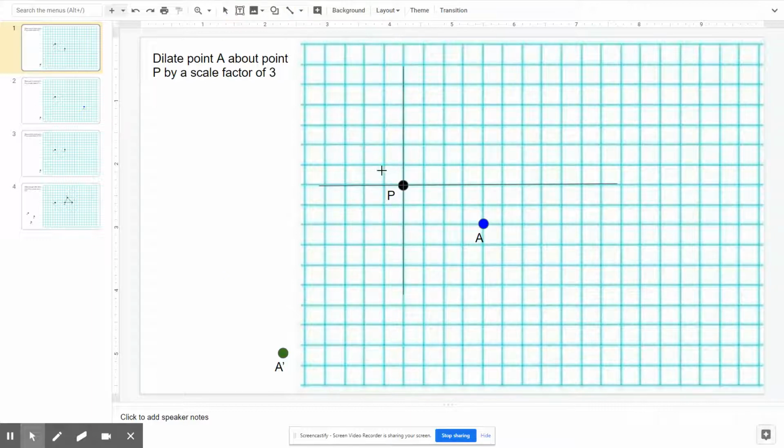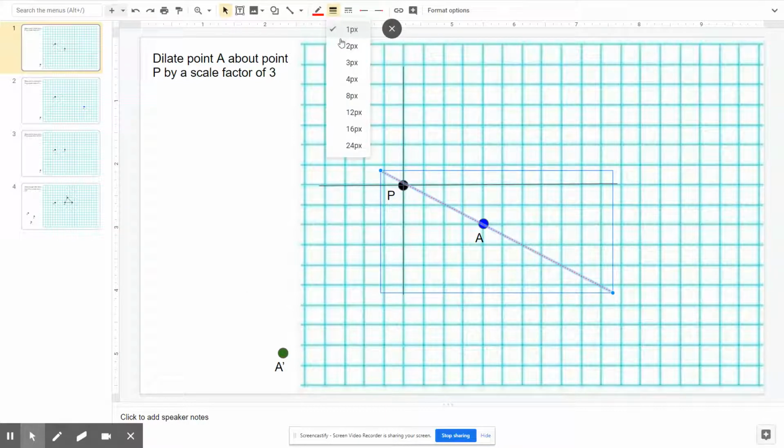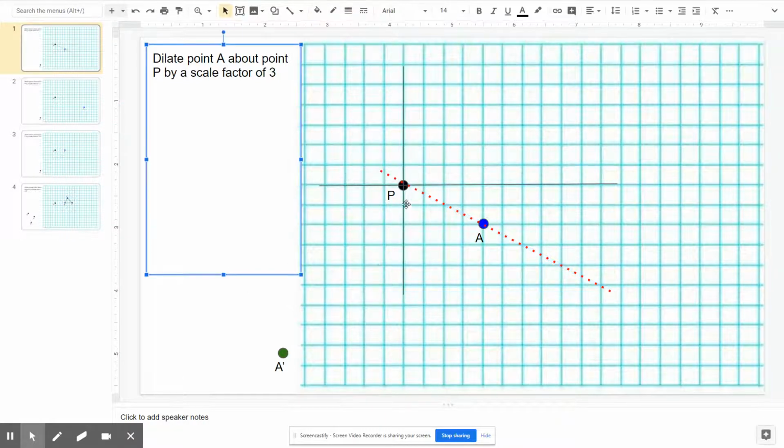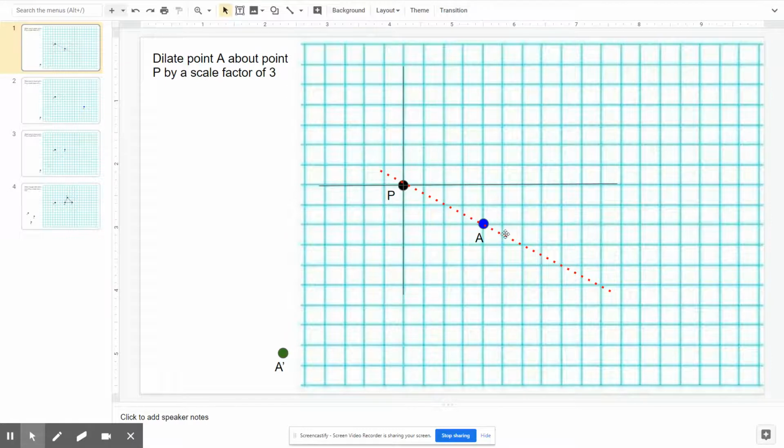So all the points will always lie on a point along that line somewhere, roughly. My line's a little off, so let me make this line a different color. We'll make it red and dashed so it shows up, and a little thicker. So no matter what point I get, it's going to follow somewhere roughly along this line.